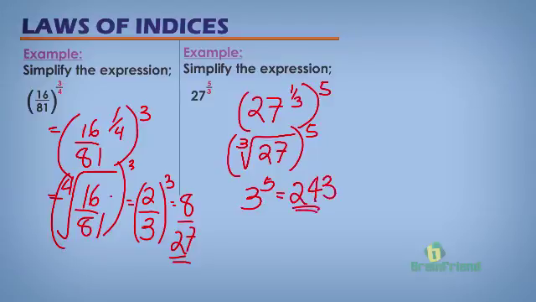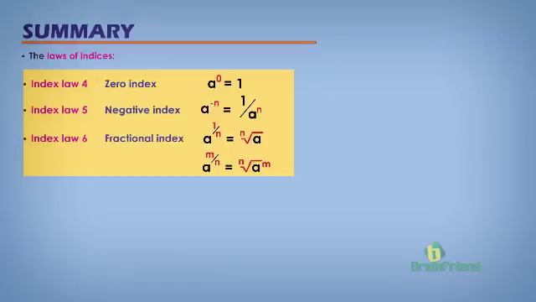I hope we're following. Let's take a recap of what we've learned in our class so far. We've looked at the remaining 3 laws of indices. We looked at the zero index law, which states that a quantity raised to power 0 will give us 1. Next, we looked at the negative index law, which states that any quantity raised to a negative power would be 1 over that quantity raised to the positive power n, for instance.